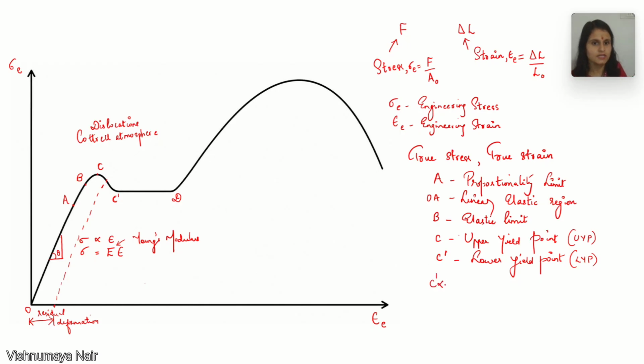So C prime D is the yield plateau or Luder's band propagation.